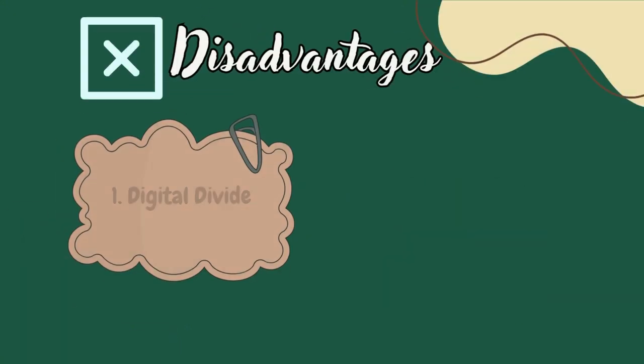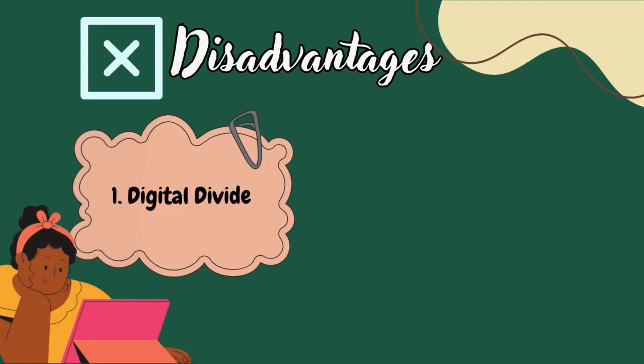Now let's go to the disadvantages of technology in the assessment process. First, the digital divide. When some people have access to technology like computers and internet while others don't, this gap can be because of things like age, education, income, or where people live.